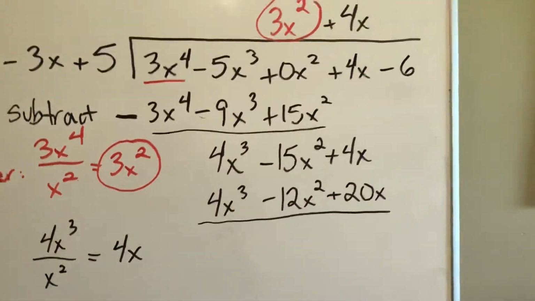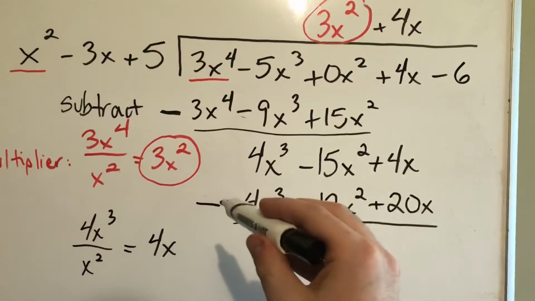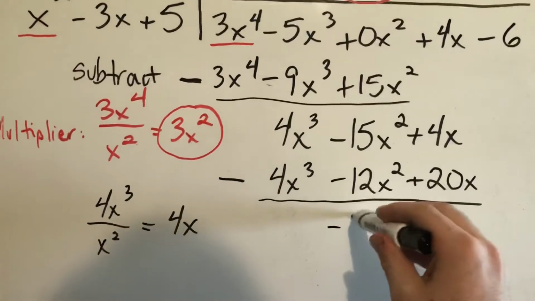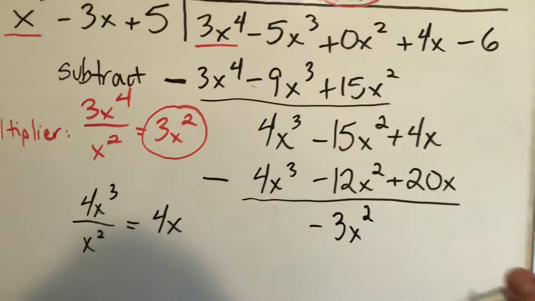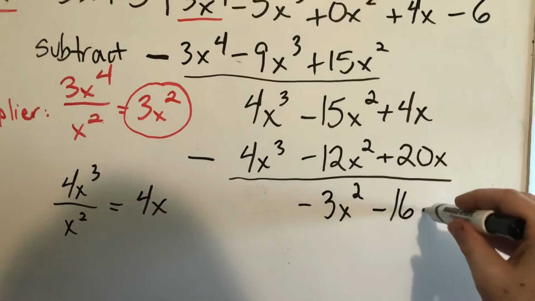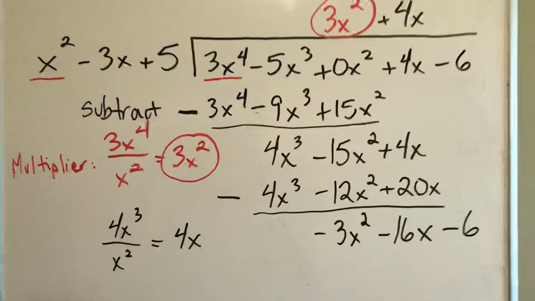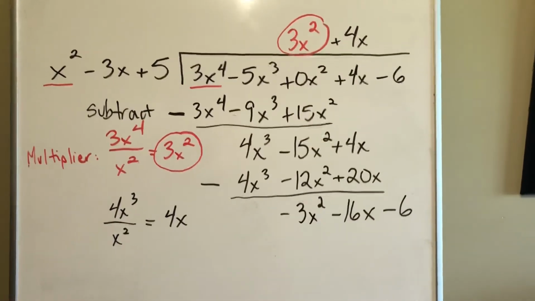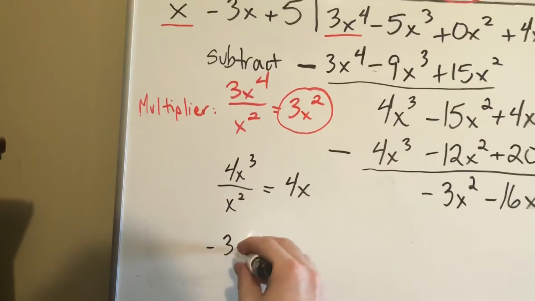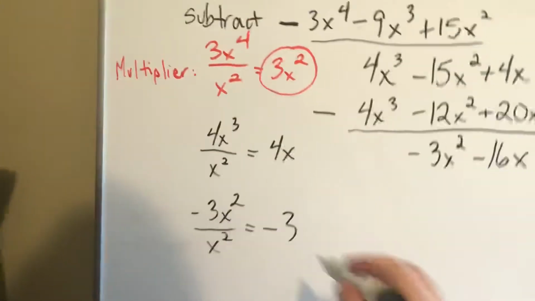Okay, subtract. Zeros. Negative 15 minus negative 12x squared, so that's going to be plus 12x squared. It's now going to be negative 3x squared. And then 4 minus 20, negative 16x. Drop the third term, which is negative 6. And we're going to do this process one more time. This time we have a highest exponent term of negative 3x squared divided by x squared for a third time. It leaves me with just negative 3.